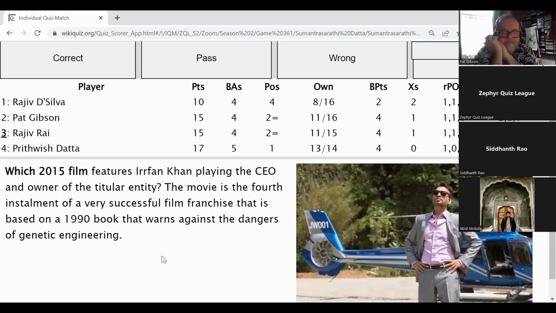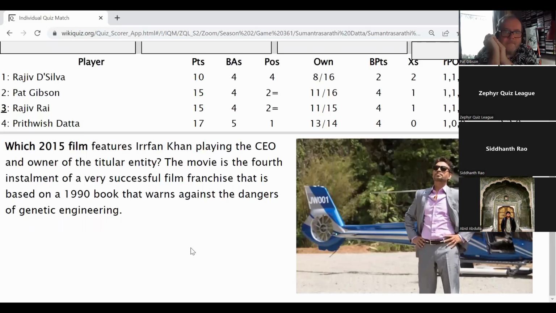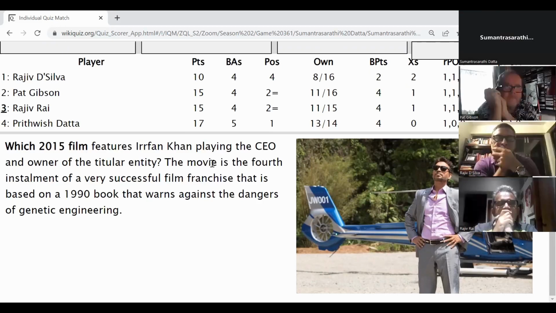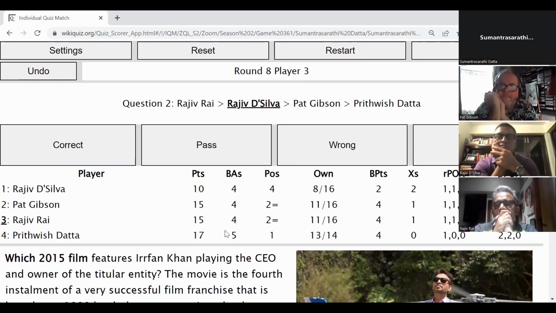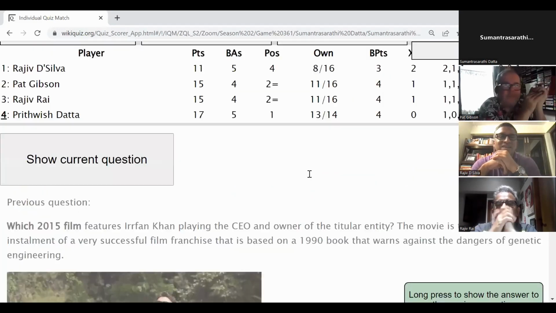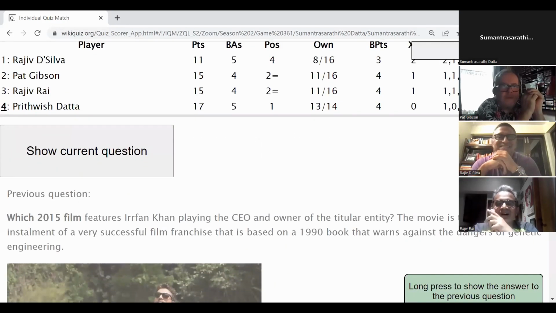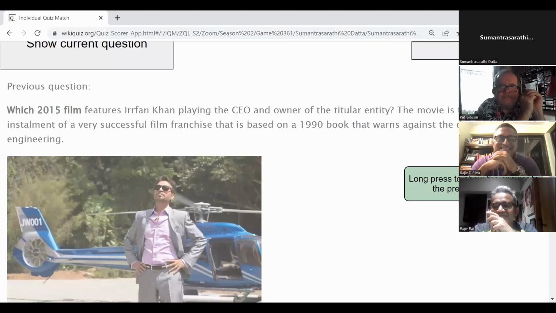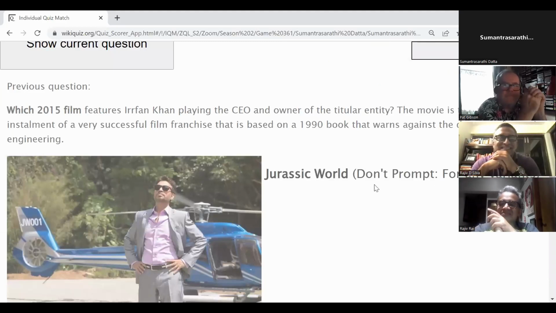Rajiv, your last direct. Which 2015 film features Irrfan Khan playing the CEO and owner of the titular entity? The movie is the fourth installment of a very successful film franchise that is based on a 1990 book that warns against the dangers of genetic engineering. Jurassic Park. We'll move on to Rajiv De Silva. Jurassic World, as the helicopter indicates as well. JW is indeed Jurassic World. That's the fourth film. And yeah, bad, Mr. Rajiv. The other one did get it. So yeah, this is Jurassic World. Obviously no prompts acceptable for this.